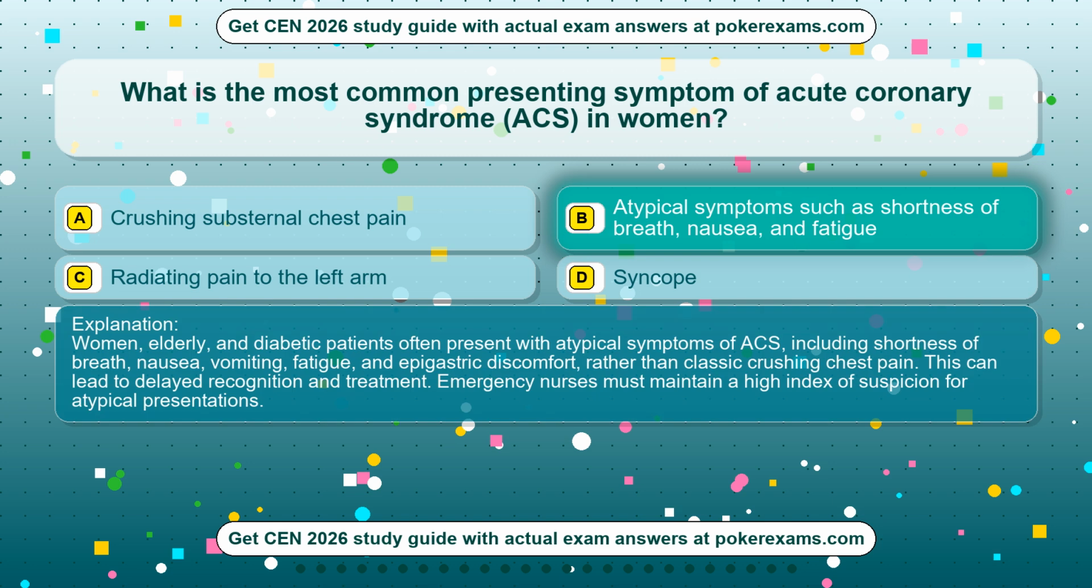Women, elderly, and diabetic patients often present with atypical symptoms of ACS, including shortness of breath, nausea, vomiting, fatigue, and epigastric discomfort, rather than classic crushing chest pain. This can lead to delayed recognition and treatment. Emergency nurses must maintain a high index of suspicion for atypical presentations.